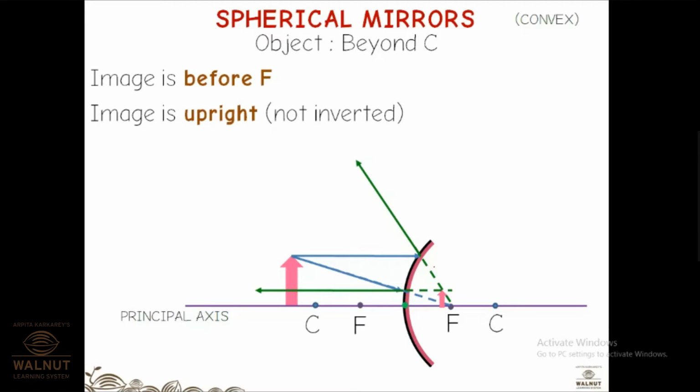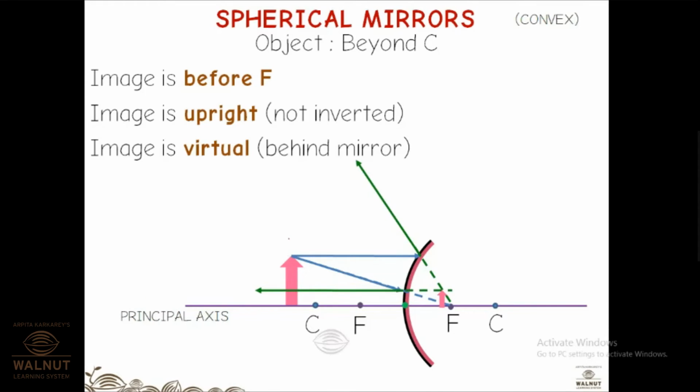What kind of image is it? Upright image. So obviously it will be virtual. This is the incident ray. This reflected ray is this for this incident ray. Okay. Now for this incident ray, the reflected ray is this. As we have learned, if the incident ray is passing through the focus, the reflected ray will be parallel to the principal axis. I hope you are getting it. Try to relate what we have learned in this diagram. So whatever we have learned, you have to relate it with this diagram.